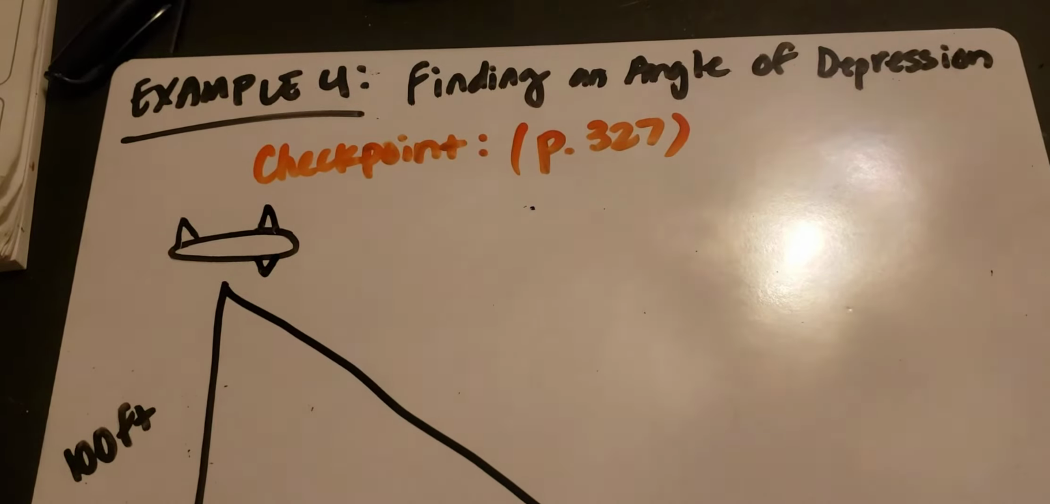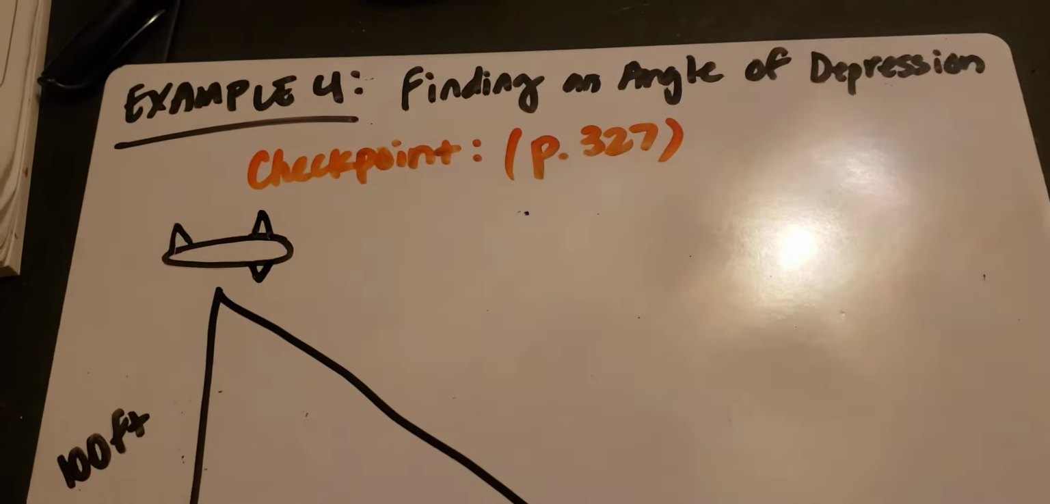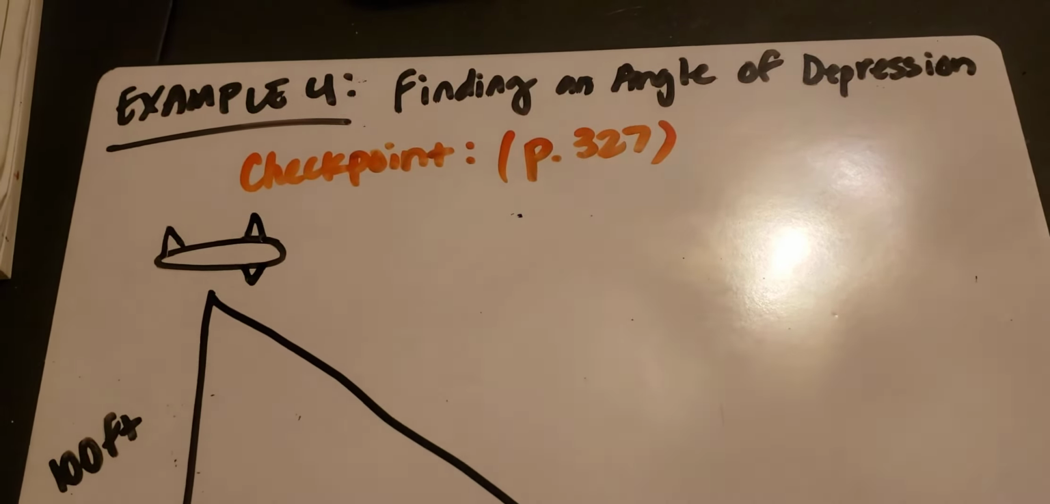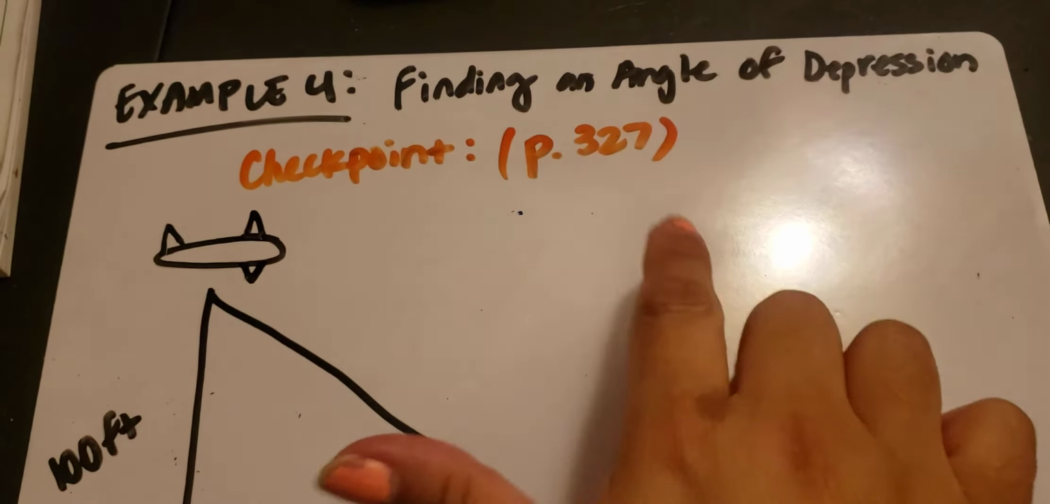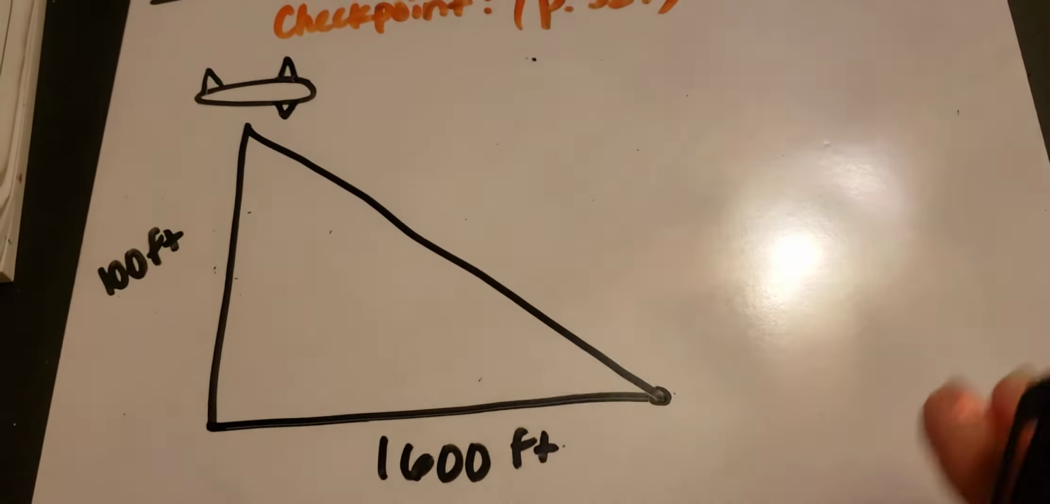All right, boys and girls, this is the last video example for day one. Example 4, finding an angle of depression, and we're going to be doing the checkpoint on page 327. So again, I already took the liberty to draw the picture for you.